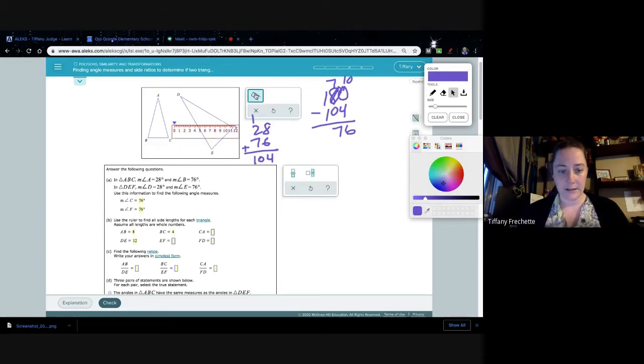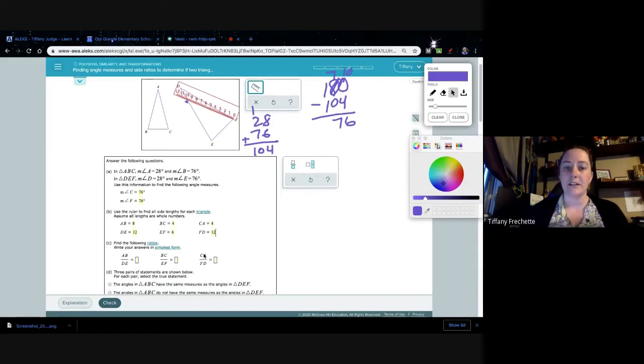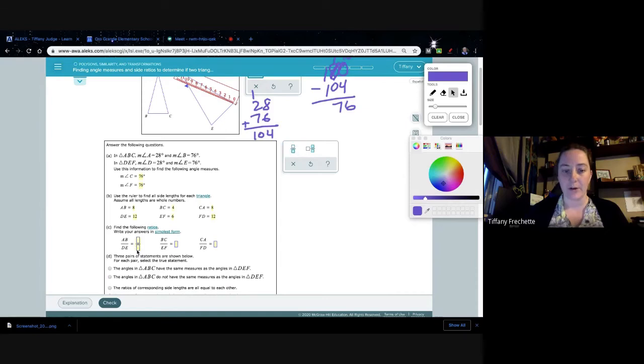E to F looks like 6. C to A looks like 8 again. And one more here, F to D, which looks like 12. Even though they are using some of the same numbers here, that doesn't necessarily mean it's always going to be that way. So now down here, what we want to do is write our ratio in simplest form.